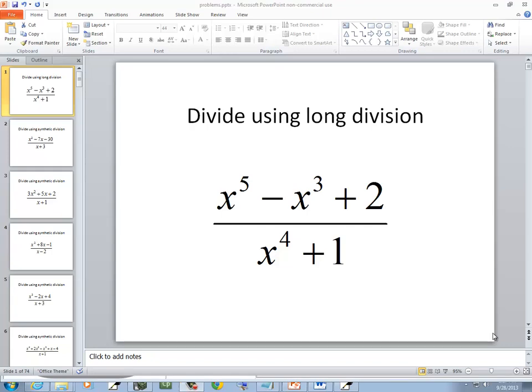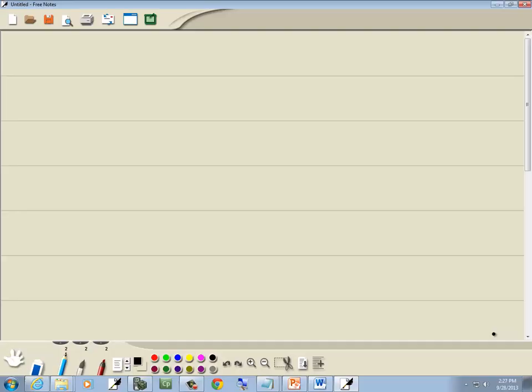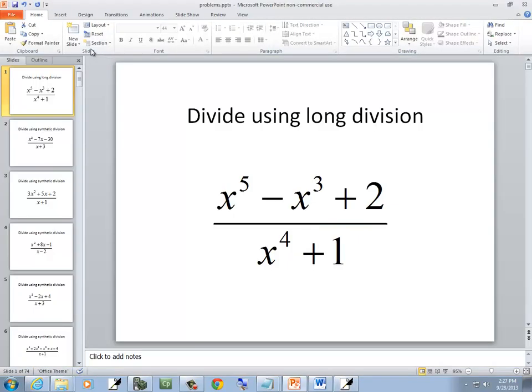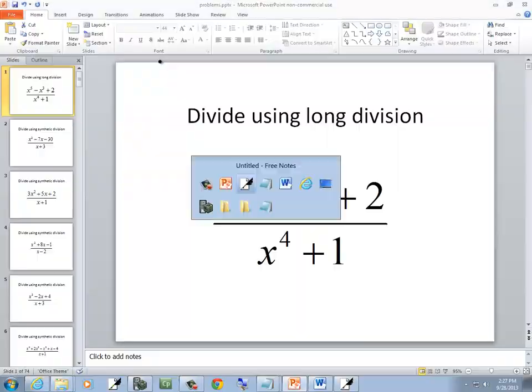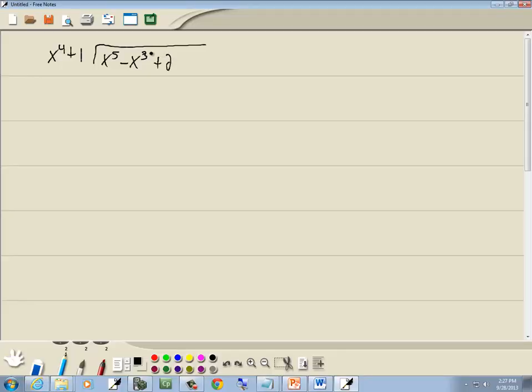Let's take a look at this problem. We've got x to the fourth plus 1, and we're dividing that into x to the fifth minus x to the third plus 2. Okay, now what's out in front and what's underneath must be in standard form and not have any missing powers.